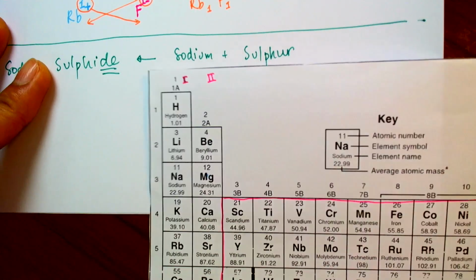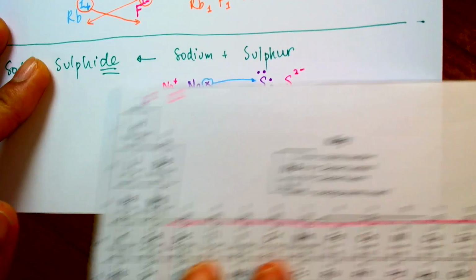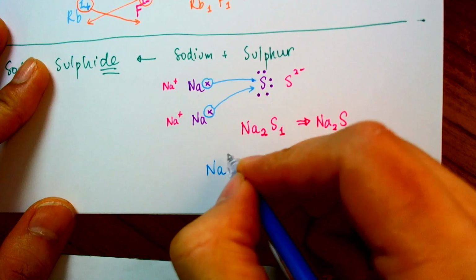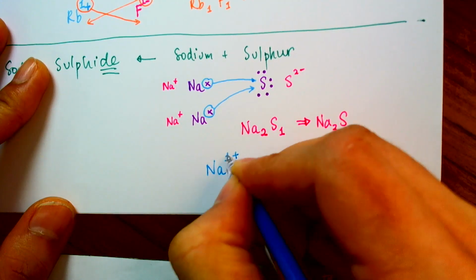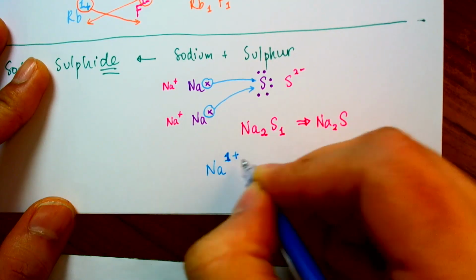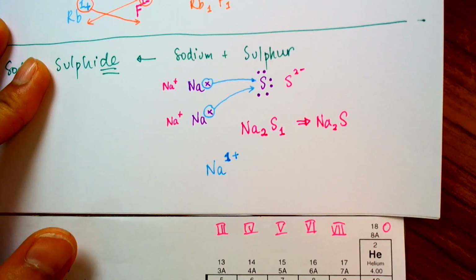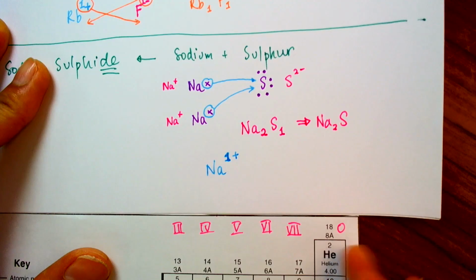Sodium is in group 1, hence it's going to want to form a 1 plus ion because it wants to lose that 1 electron. It's easier for it to lose that 1 electron than to gain 7 to get a full shell.